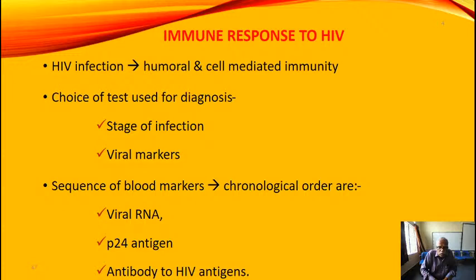So what you look for is IgG antibodies. These will be captured easily by the ELISA test, and we have various methods of tests now: rapid tests, ELISA tests, and rapid ELISA. Various types of tests are there.